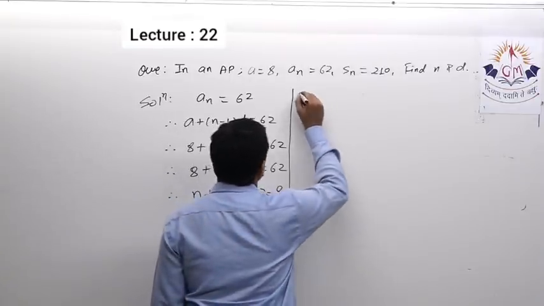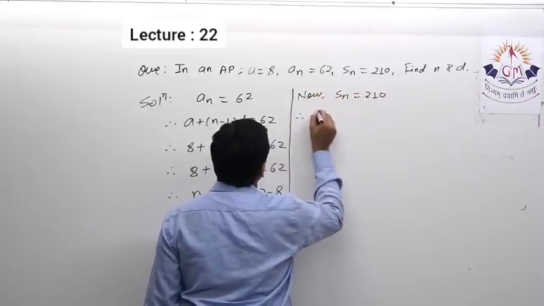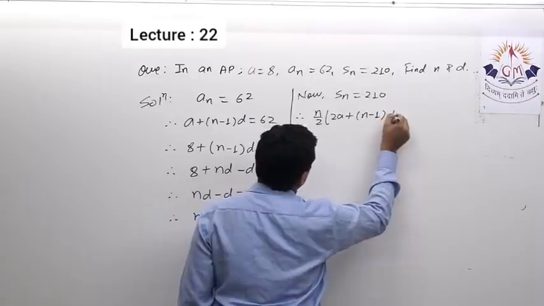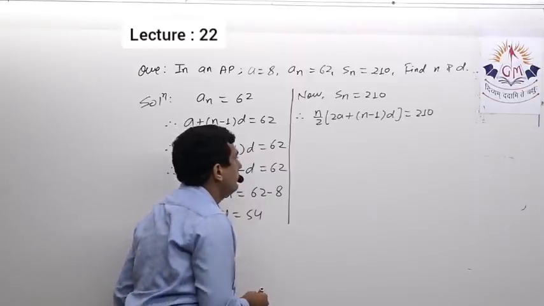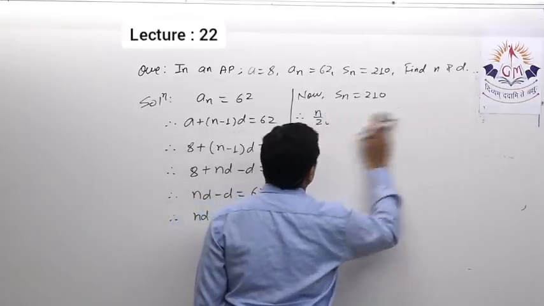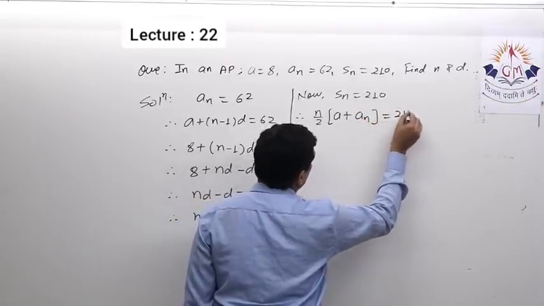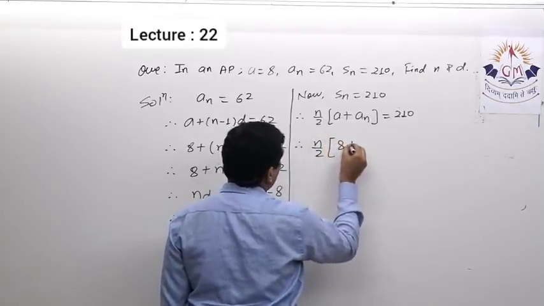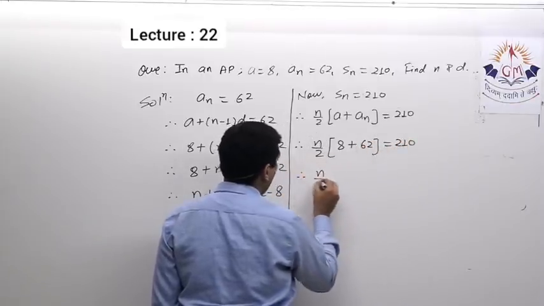Now we have Sn. Now Sn is equal to 210. So n by 2, 2a plus n minus 1 into d is equal to 210. Okay, we can do one more thing. If I use the second formula, that is n by 2, a plus an or l is equal to 210. Here I have directly the value of this. So n by 2, now a is 8, an is 62 is equal to 210. So this directly gives me the value of n.